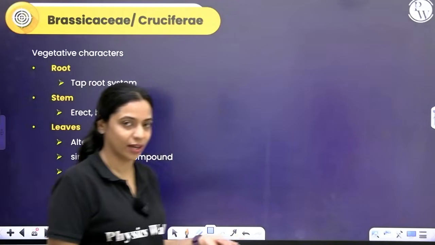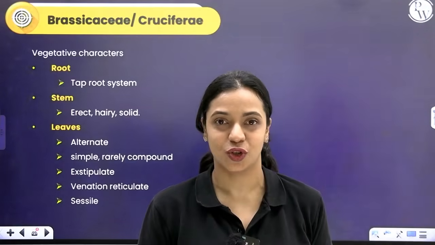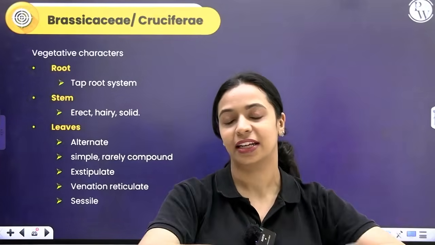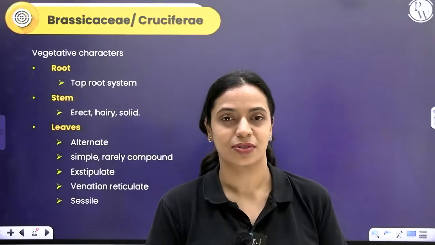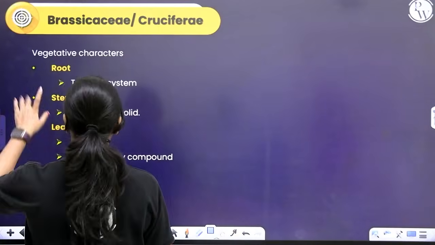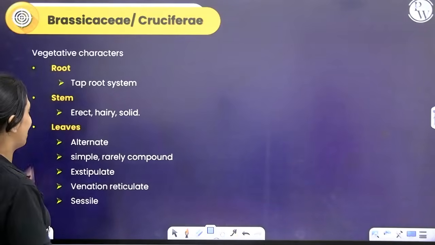Everybody knows the mustard plant, right? In DDLJ, Shah Rukh Khan plays that instrument in a field containing yellow flowers. That is the mustard flower and that is the mustard field. So yeah, that's the plant. Vegetative characters: since it's a dicotyledonous family, it will have a taproot system.